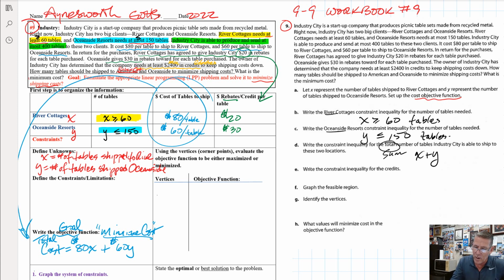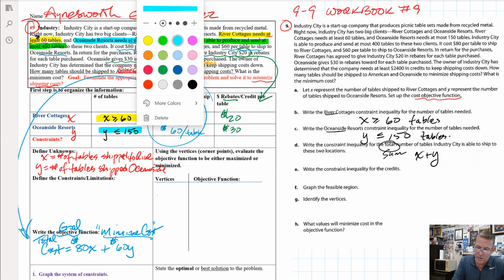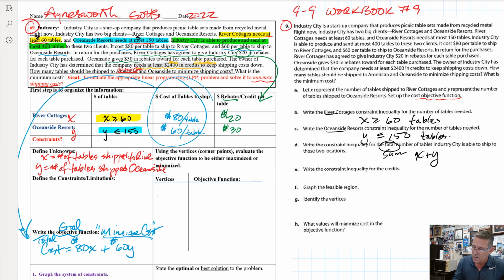So if you read the problem here, it says in green, so let's focus in on the green here. This right here is the constraint inequality, and we're going to write it down here as well. Industry City is able to produce and send at most 400 tables. Now the words at most means less than or equal to. So this is going to be less than or equal to 400. So one of the major inequalities in the situation is X plus Y, which represents the total shipped, has got to be less than or equal to 400 tables.